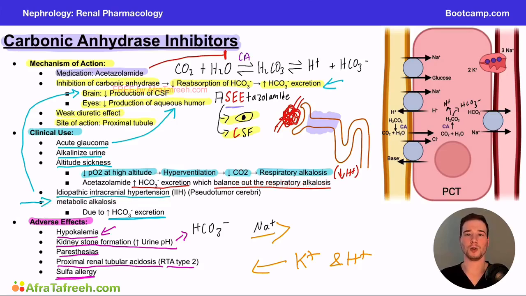Some adverse effects include hypokalemia. This has to do with its diuretic effect of taking sodium distally, which is then reabsorbed at the expense of potassium. This can also cause kidney stone formation by increasing the pH of the urine in the tubules itself. Paresthesias, proximal RTA, and a sulfa allergy can also be tested as well.